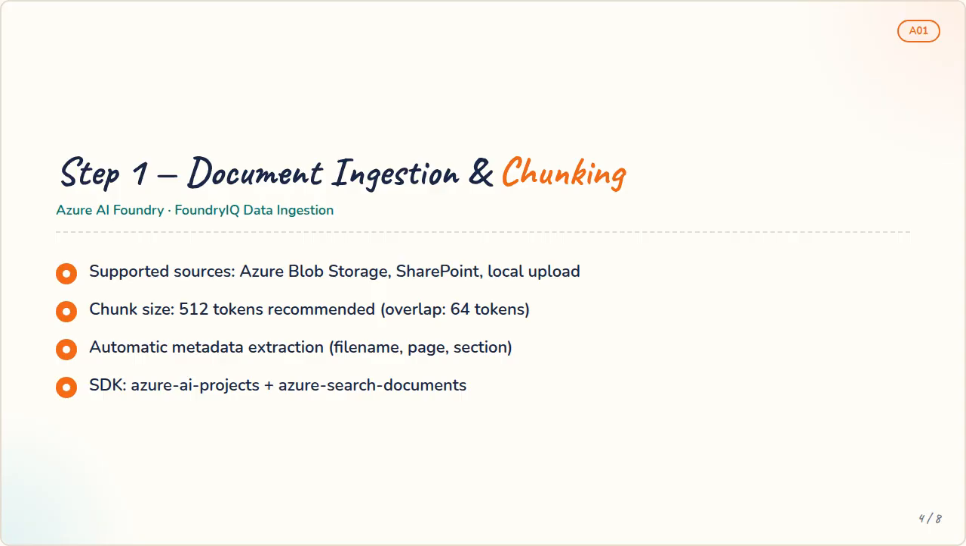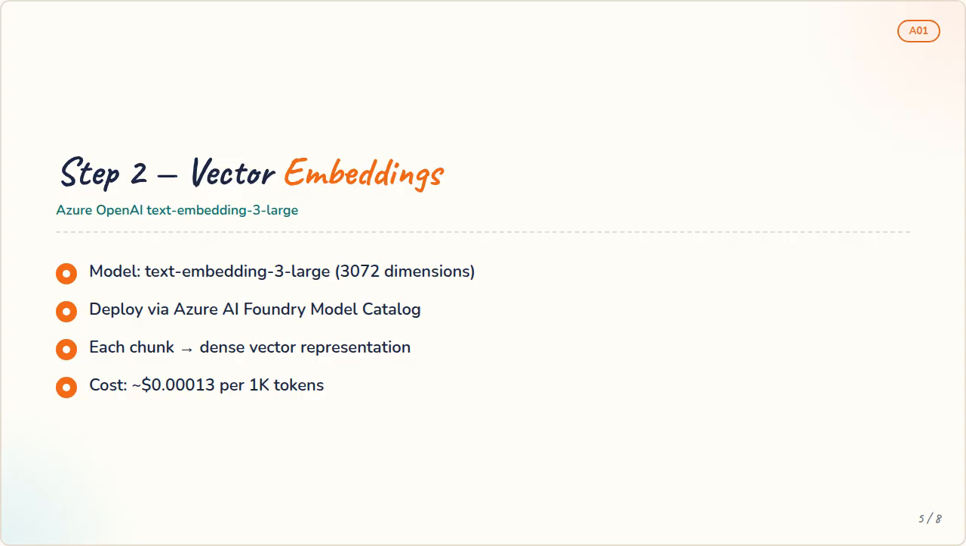In Azure AI Foundry, use the Data Ingestion tool under Foundry IQ. Connect your storage source, set chunk size to 512 tokens with 64 token overlap, and let Foundry handle parsing and metadata extraction automatically. Deploy Text Embedding 3 Large from the model catalog.